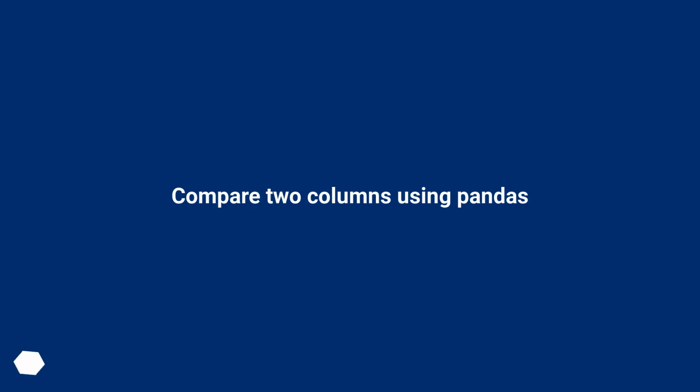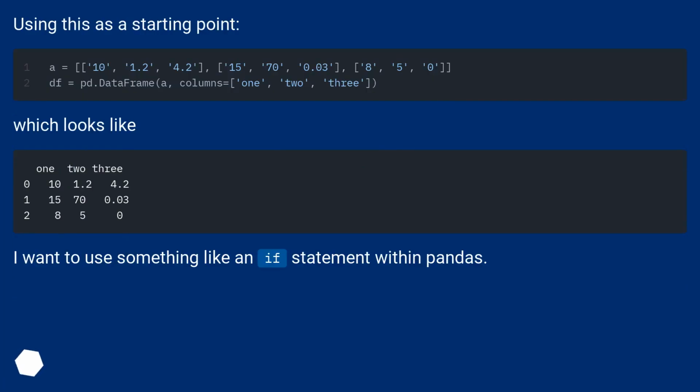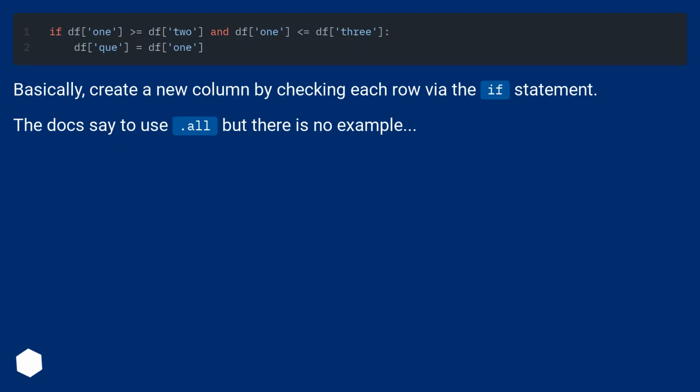Compare two columns using pandas. Using this as a starting point, which looks like this, I want to use something like an if statement within pandas. Basically, create a new column by checking each row via the if statement. The docs say to use .all, but there is no example.